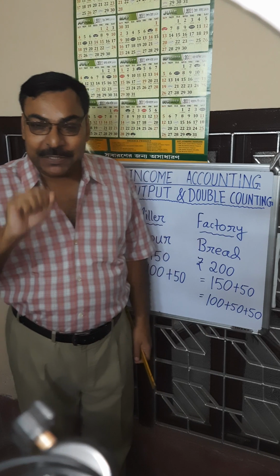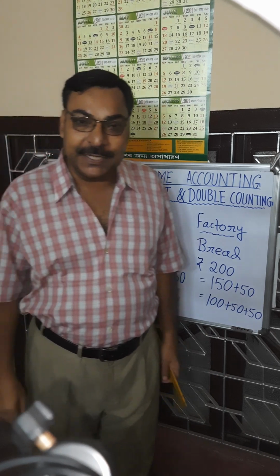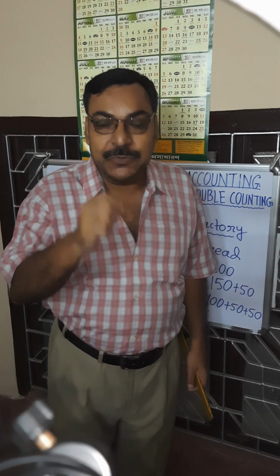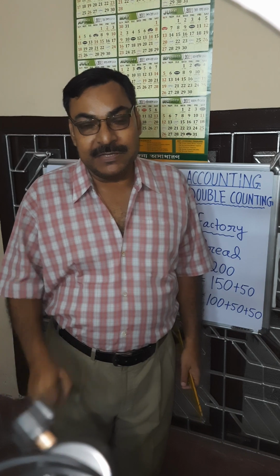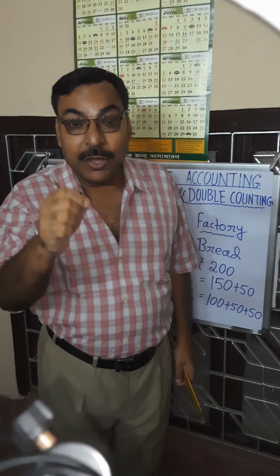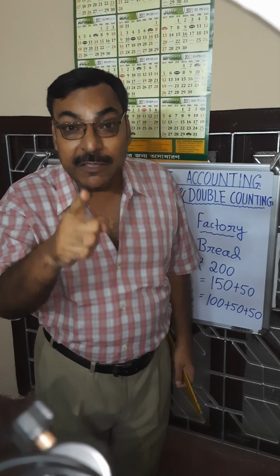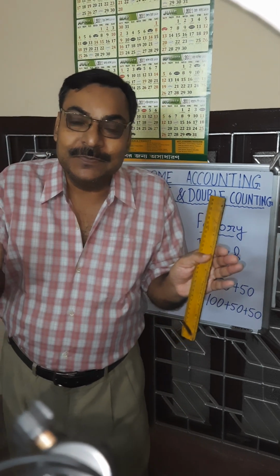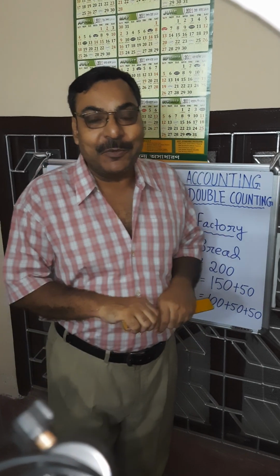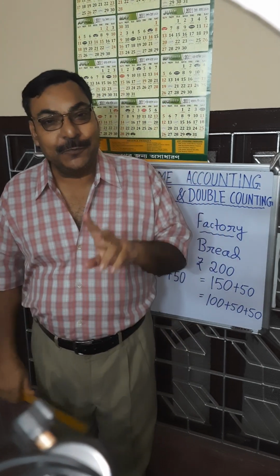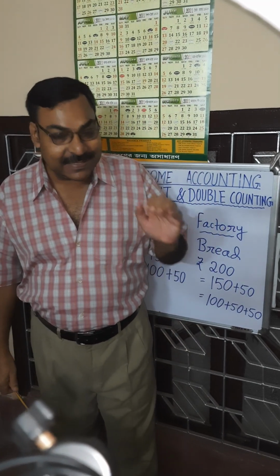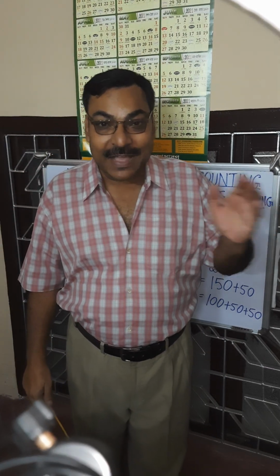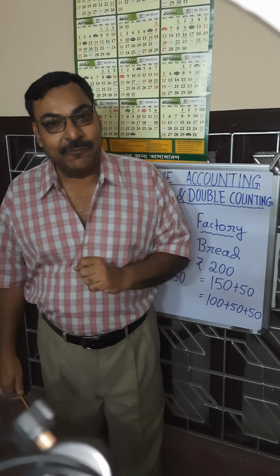In the output method, national income accounting is a challenge to us, because there is every possibility of double counting if you make a mistake in classifying goods. Goods produced in the economy are of two types. Some goods are called intermediary goods and some goods are final goods.